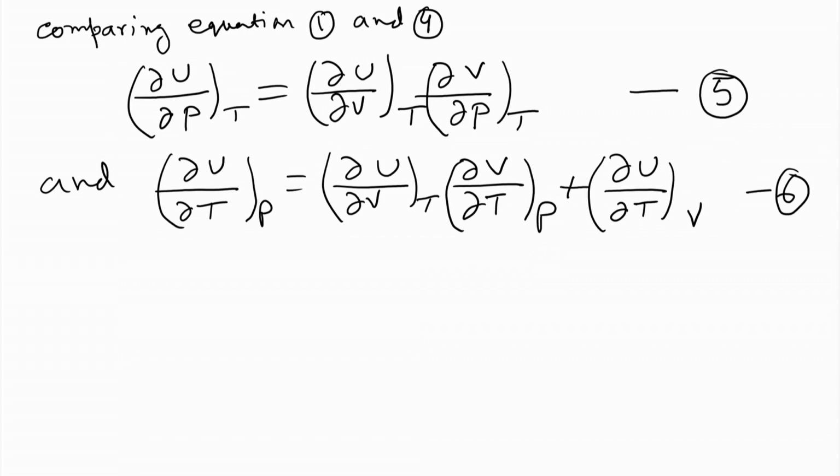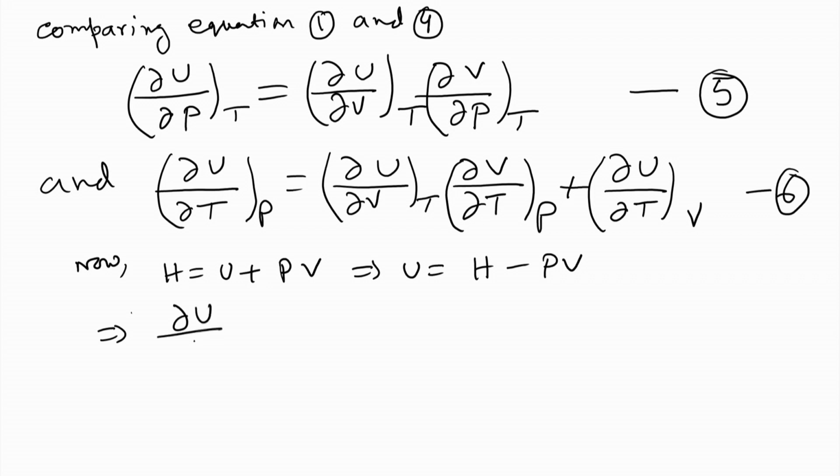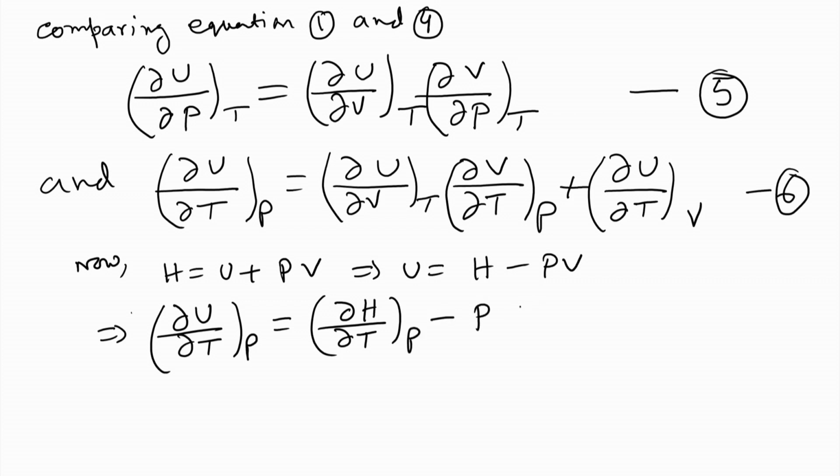So far we have not introduced the term H or enthalpy. Now, if we introduce the term enthalpy H here, so we know H equals U plus PV. Okay. So, we get U equals H minus PV rather. So, we get del U by del T at constant pressure is del H by del T at constant pressure minus P del V by del T at constant pressure. So, this is our equation 7.